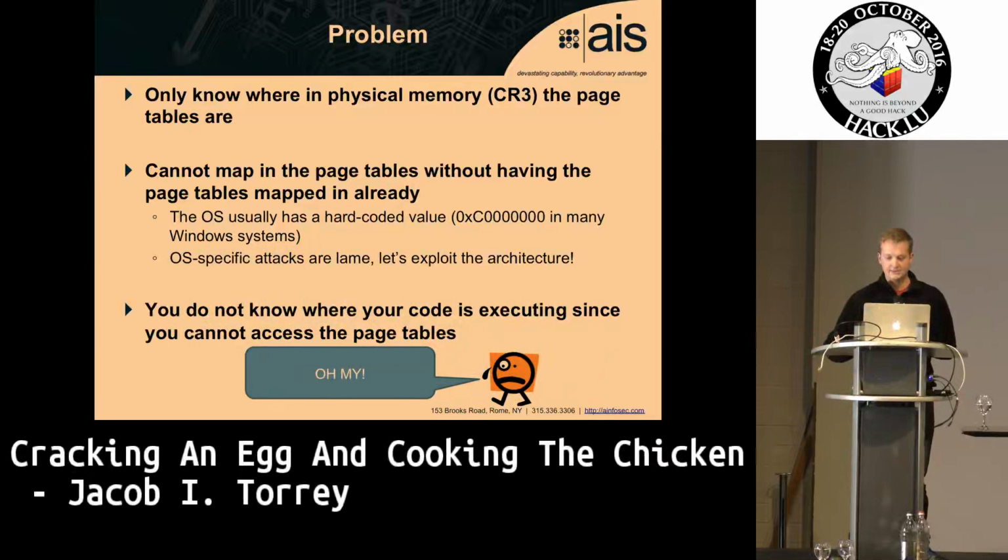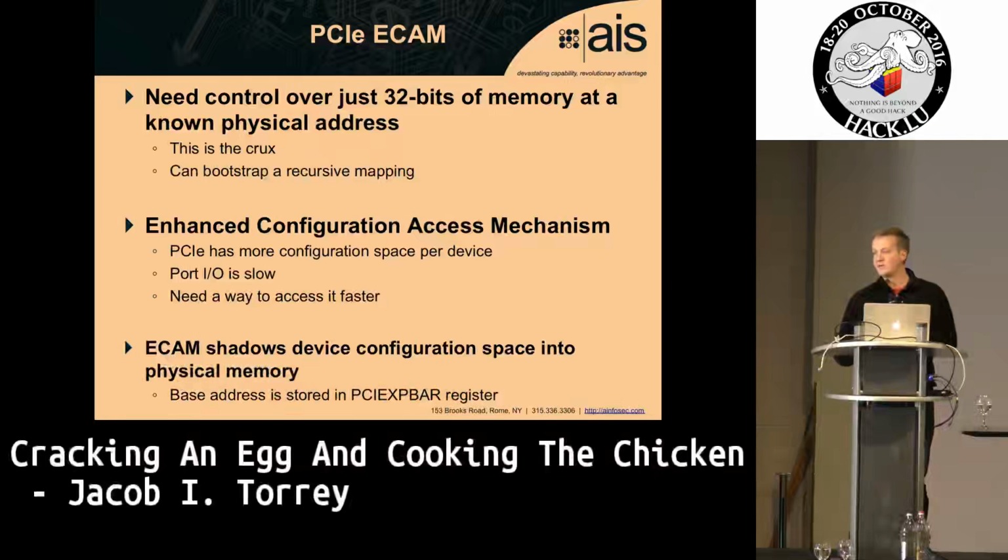All right. This is a talk I usually give over 40 minutes, and so I'm trying to condense it down, so it's going to be fast. So what we need is to control just 32 bits of memory at a known physical address. Oh, look at that. It's already giving me the red flag. I have a timer up here, you know, Klaus, right? So if we can get 32 bits of memory, we can bootstrap everything.